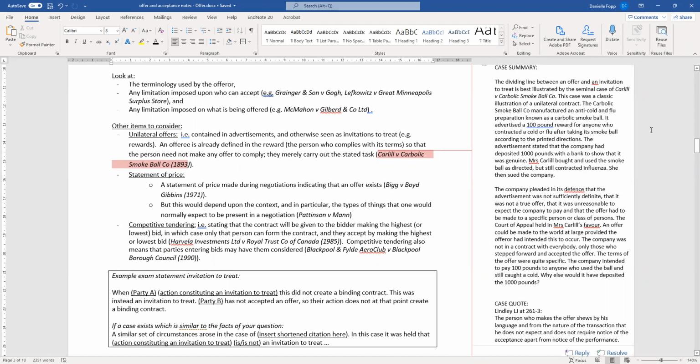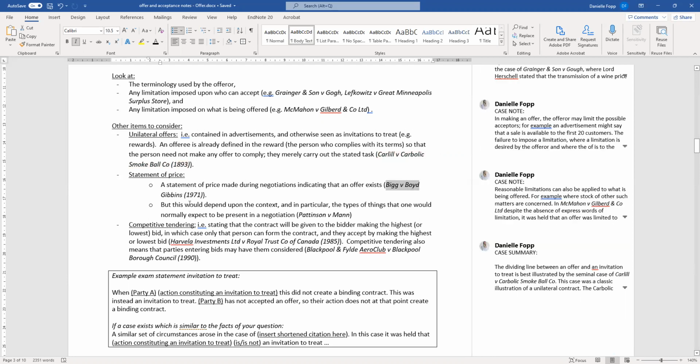Then we have statements of price. So a statement of price made during negotiations indicating an offer exists. Again, authority for that, we have Big and Boyd Gibbons, but this would depend upon the context and in particular, the types of things that one would normally expect to be present in a negotiation. And then we have the case of Patterson against Mann.